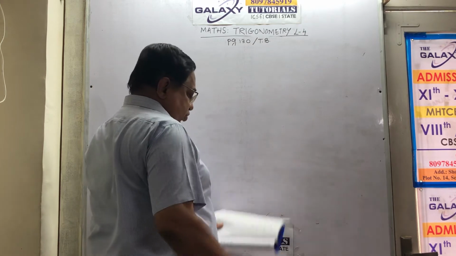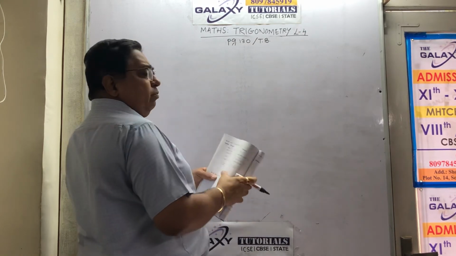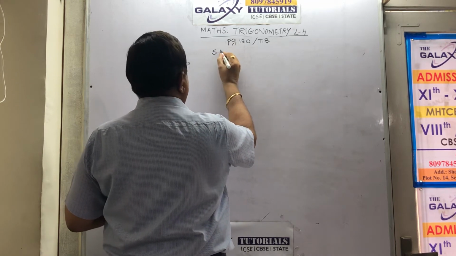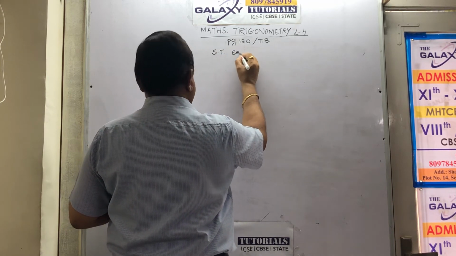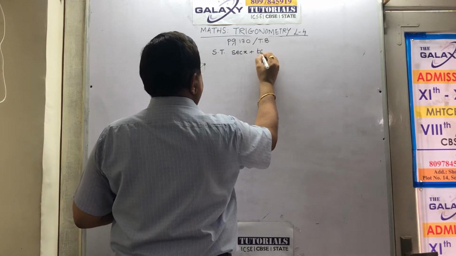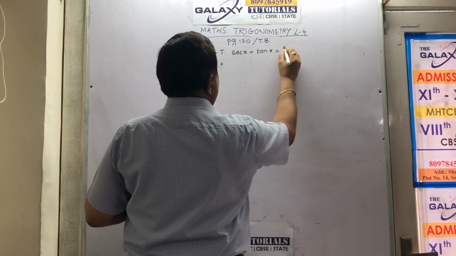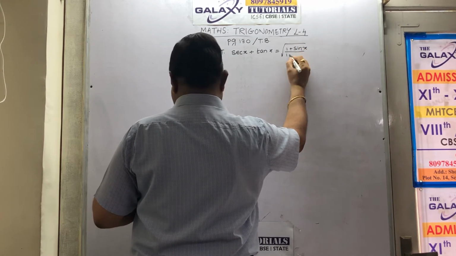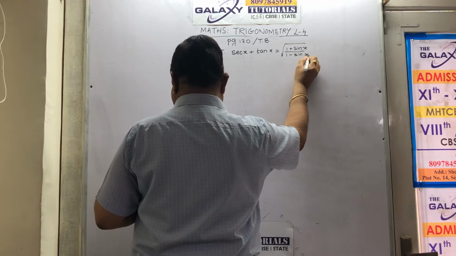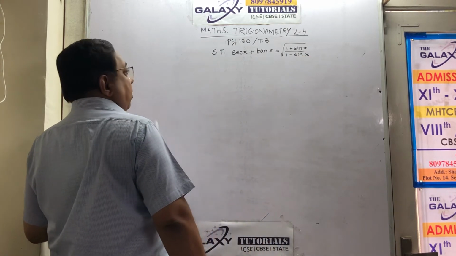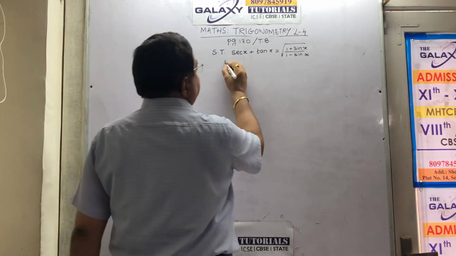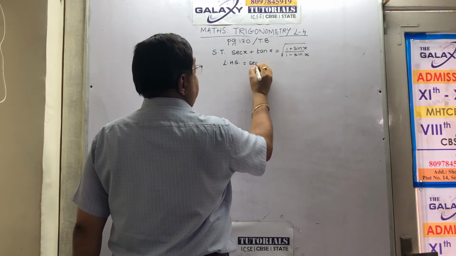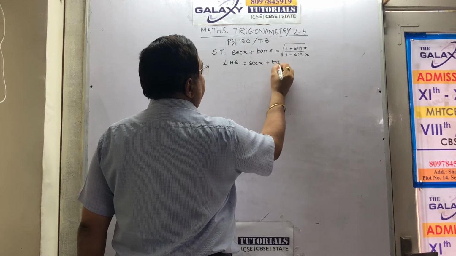On the same page, I have sums that will increase a little in complexity, but they are not complex. Show that sec x plus tan x is equal to root of 1 plus sine x upon 1 minus sine x. Okay. Now how to do the sum? Left hand side, you can take any side first. It is sec x plus tan x.